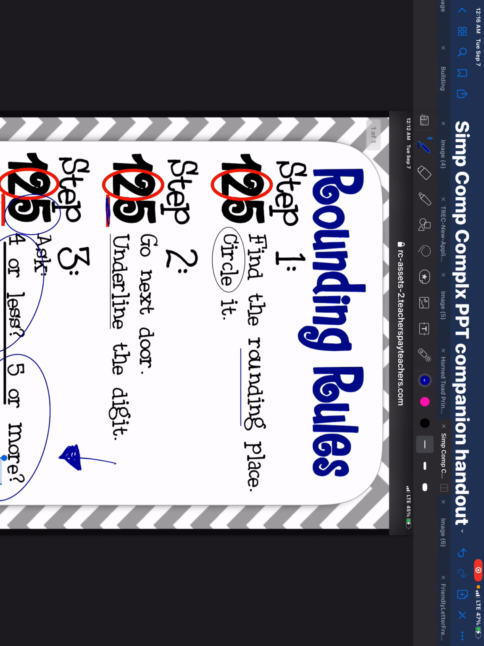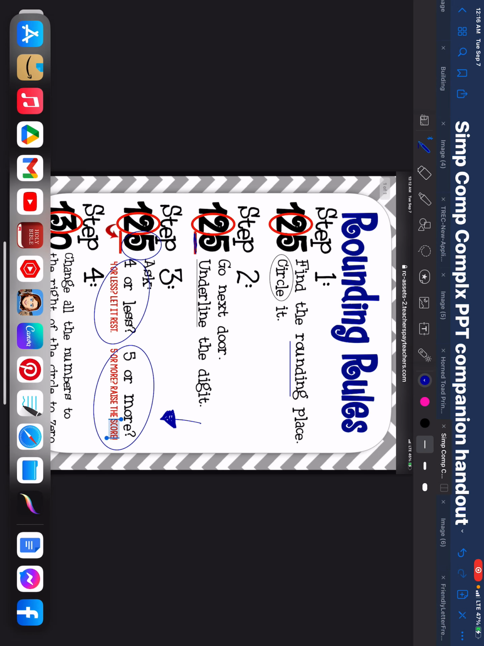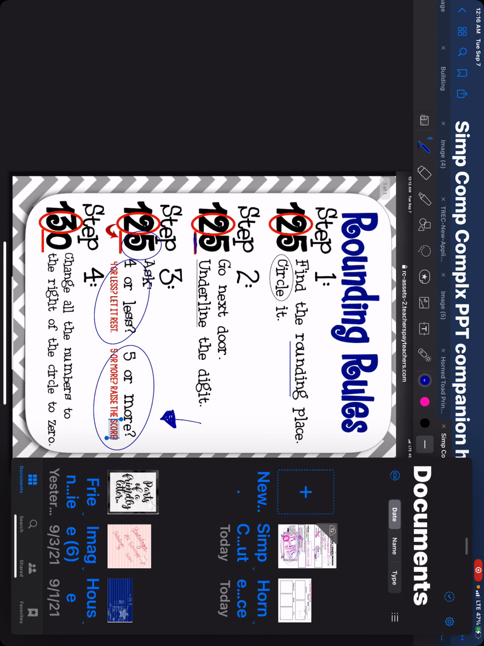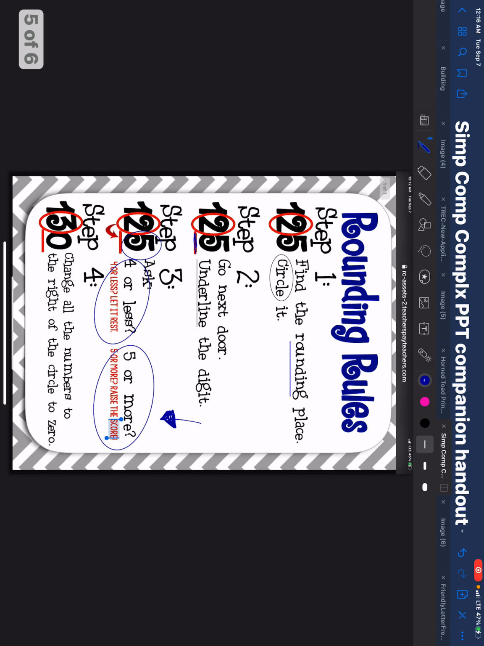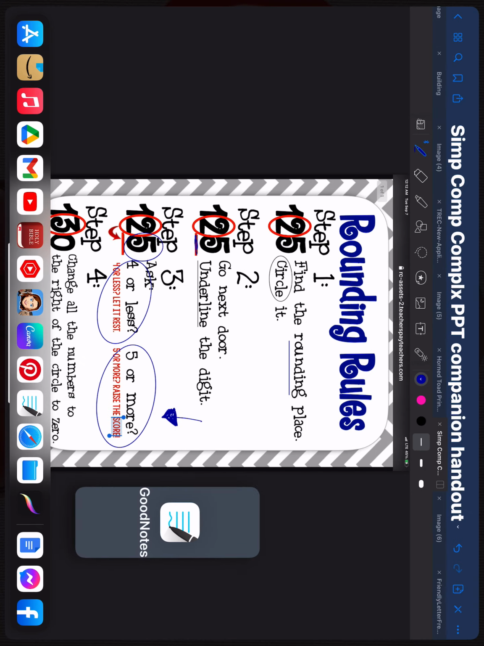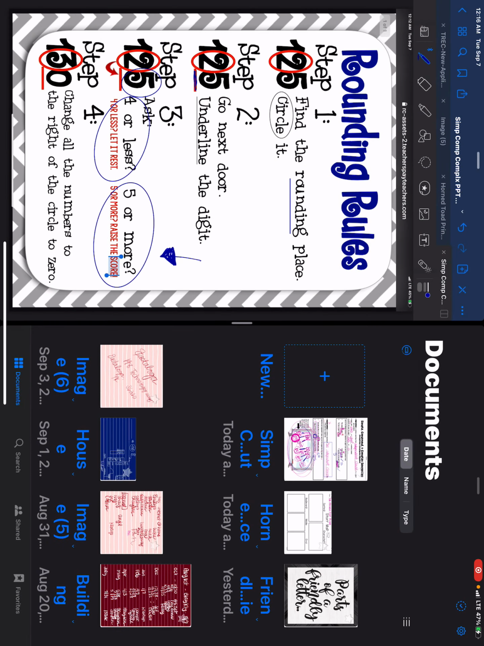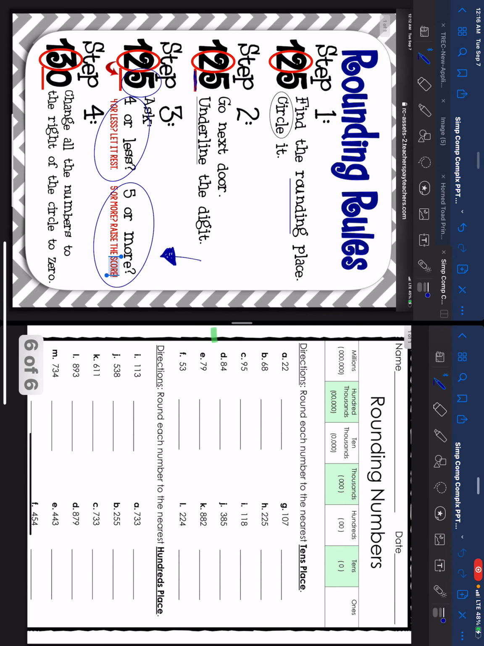So I'm going to turn my iPad now. Oopsie daisy. My split screen. So I've got my rounding rules over here on the left hand side, and I'm going to use these rounding rules to help me with rounding today, okay?